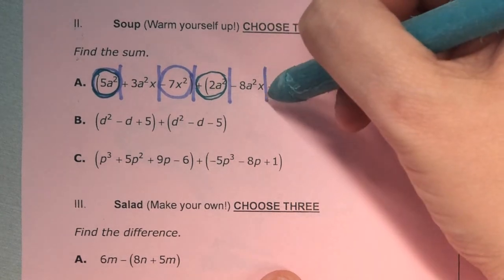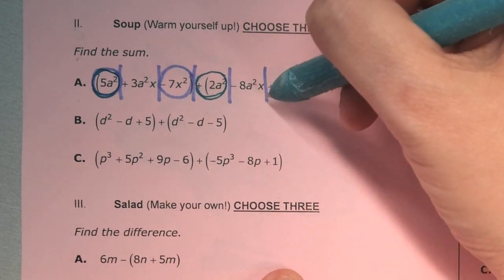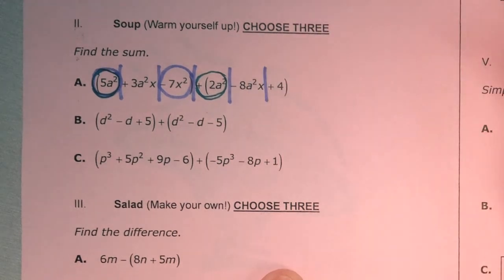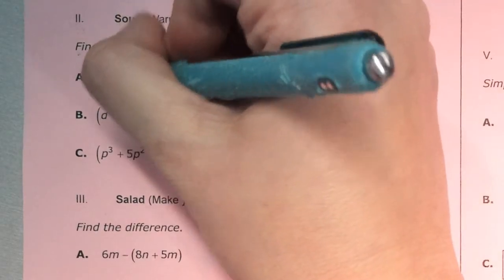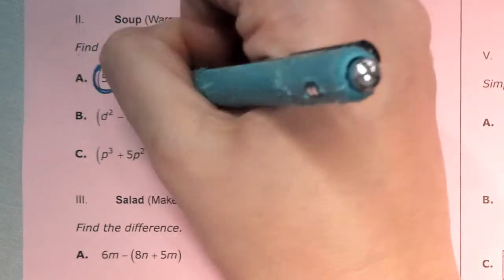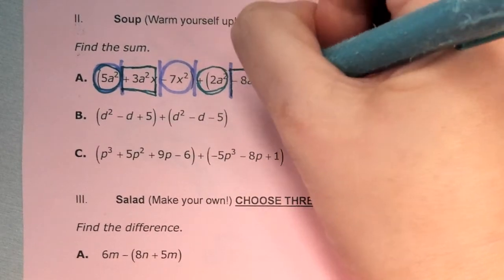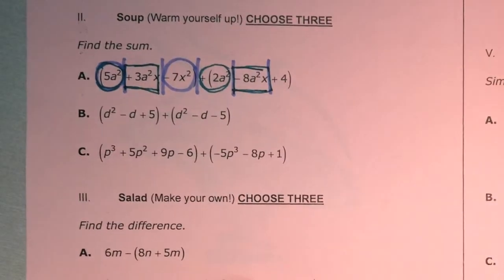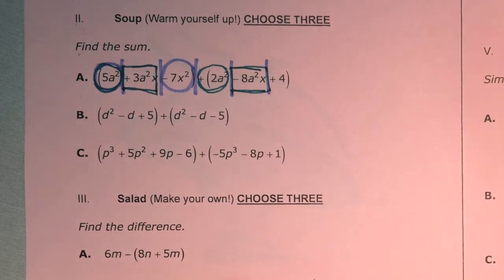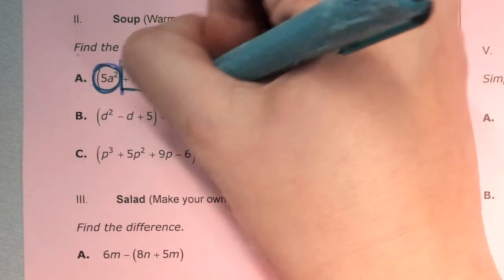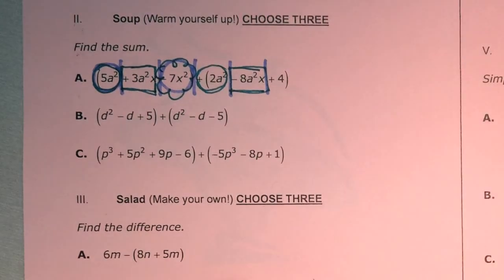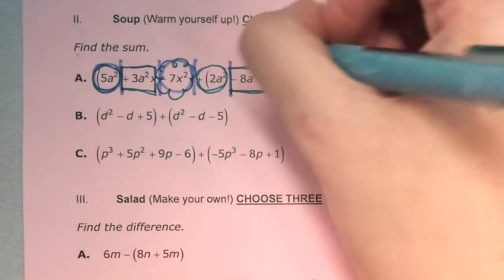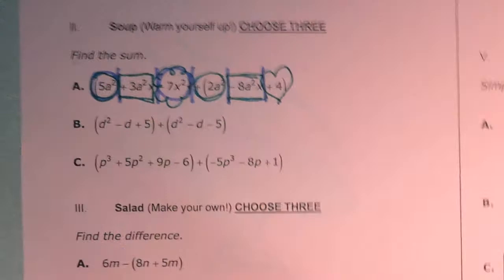No, that's an a squared x. A squared x and a squared aren't the same thing. So now I'm going to box up the a squared x's. Remember, we're boxing up the sign too. Now I've got an x squared, so I'm going to give that a cloud. And then the 4 is different, so it gets a heart.